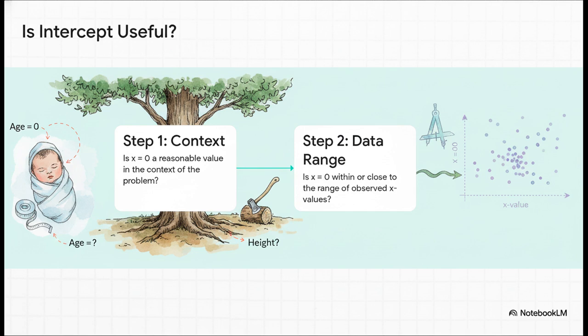And second, is x equals 0 even anywhere close to the data you actually collected? If you studied students who all studied between 10 and 20 hours, then the intercept at 0 hours is just a wild guess way outside your data.